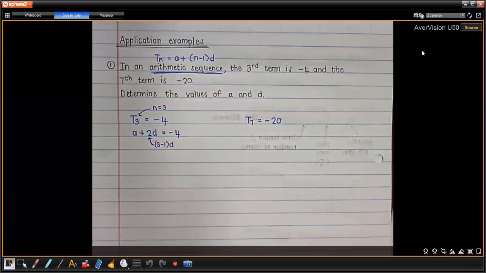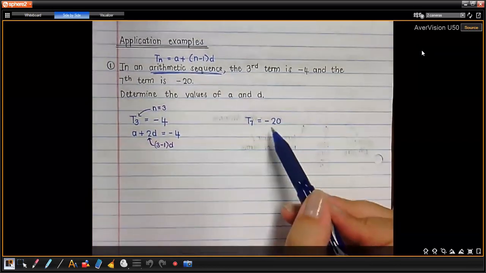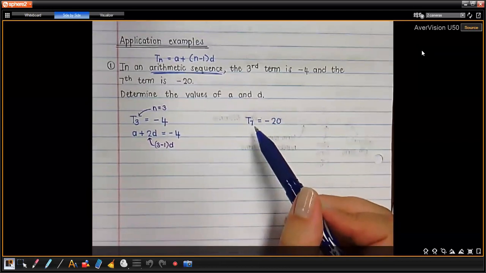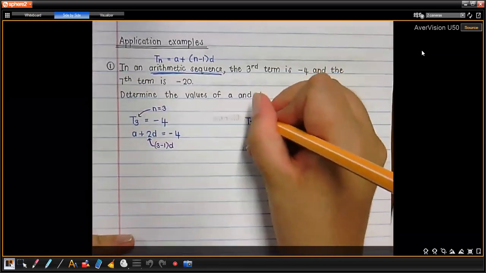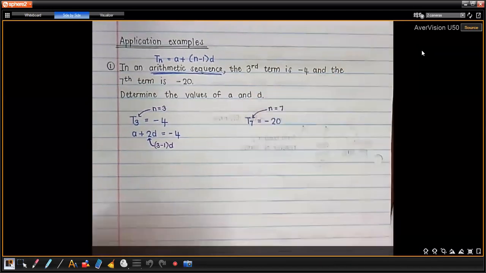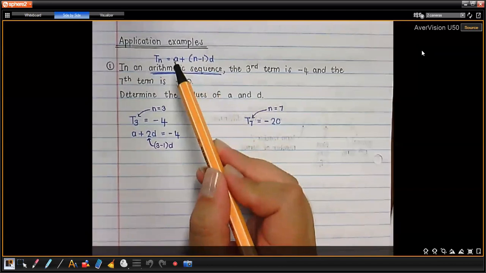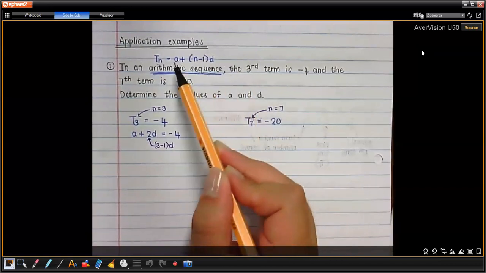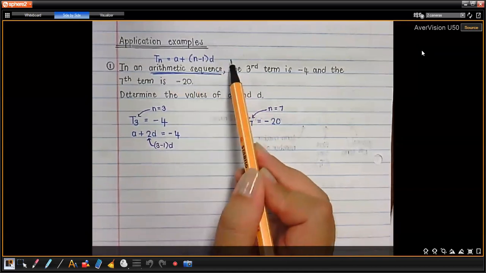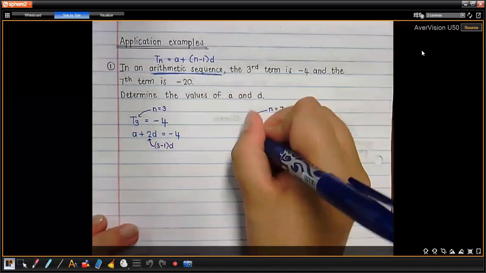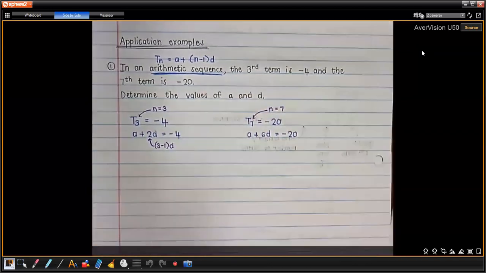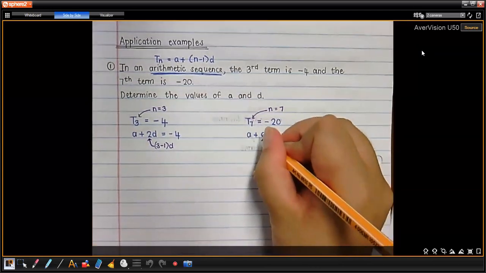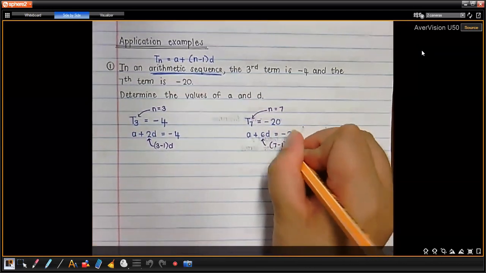I'm going to go backwards. We can do the same thing for term 7. Term 7 is going to be a plus 6d, right? 7 minus 1d. Because if they've given us term 7, the n value is 7. So using this formula, a plus n minus 1d, it's a plus 7 minus 1d. And we all know that 7 minus 1 is 6. So a plus 6d is equal to negative 20. I'll just put a note here that the 6 is coming from 7 minus 1.